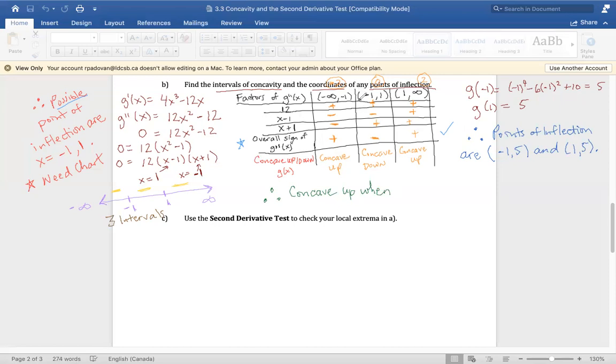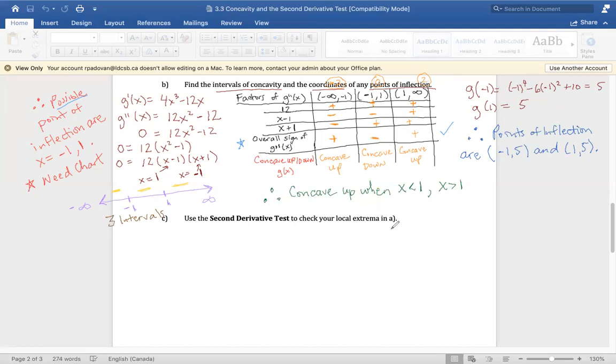Surrounding -1, right? So I'm concave up when x is less than -1, because concave up between -infinity and -1, right? So anything less than -1. But also, if I take a look, I'm also concave up from 1 to infinity. So also when x is greater than 1, because we're not going to include those numbers, just like we can't include those numbers when we choose a number for the chart.